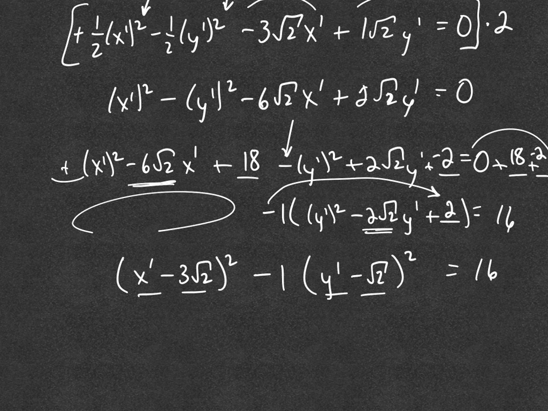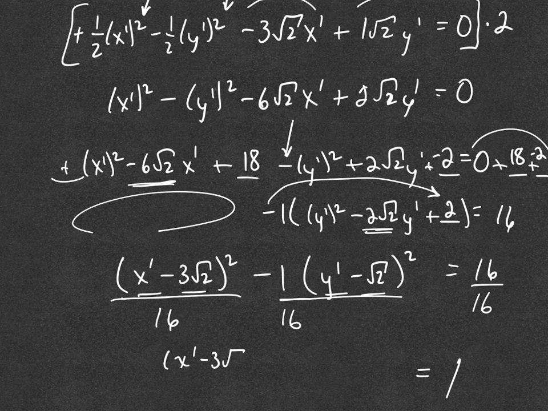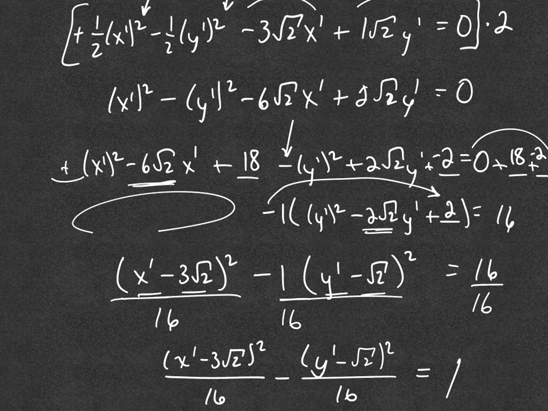Okay? Now it's not quite in standard form because we don't have the number 1 on the right-hand side, so we have to get the 1 by dividing everything by 16. I guess I could have made that division line bigger. All right, so on the right-hand side, 16 divided by 16 is 1. And on the left-hand side, there's no canceling that really happens, so we just have x prime minus 3 square roots of 2 quantity squared over 16 minus y prime minus the square root of 2 quantity squared over 16 is equal to 1. And now we're in standard form.